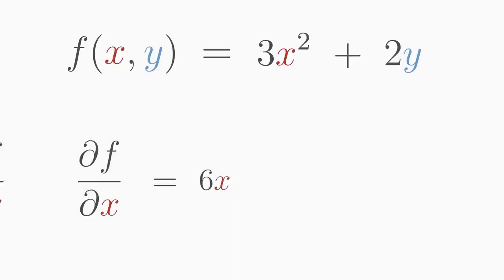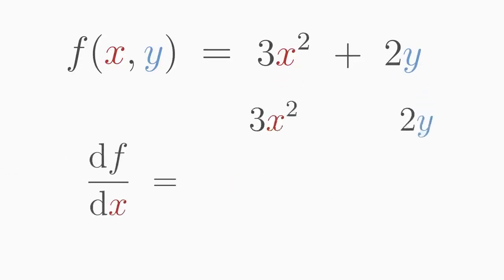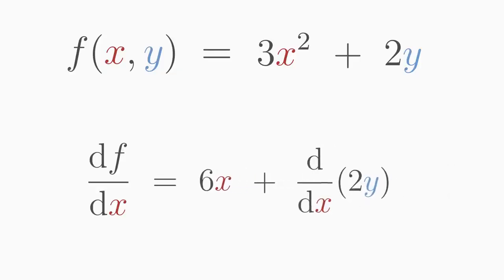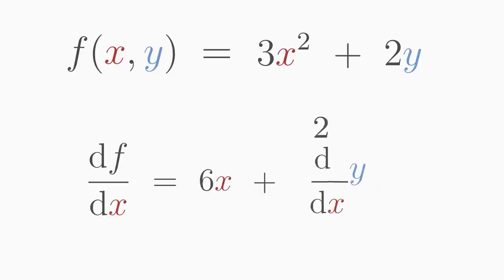Let's now calculate the total derivative of the function. The curved del changes to a d. The total derivative of 3x squared is 6x, and the total derivative of 2y is no longer 0 because y can depend on x. We can write the factor 2 in front of the derivative.